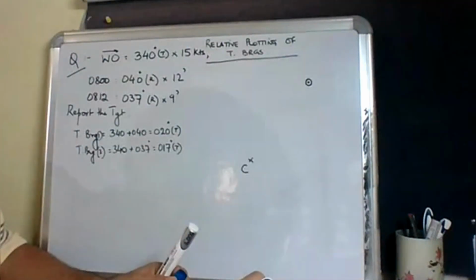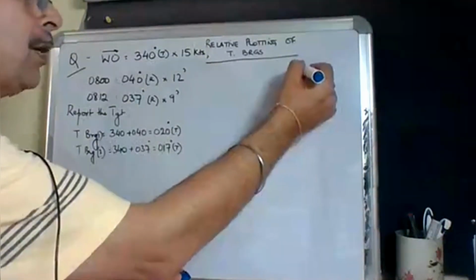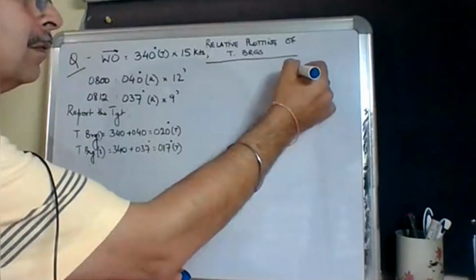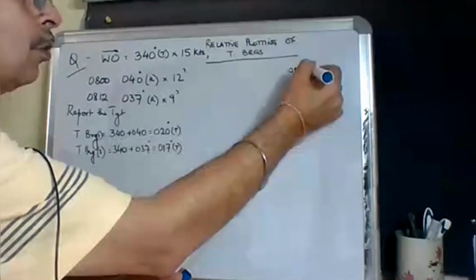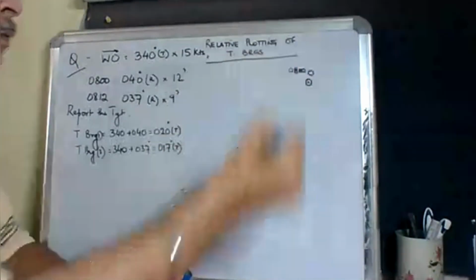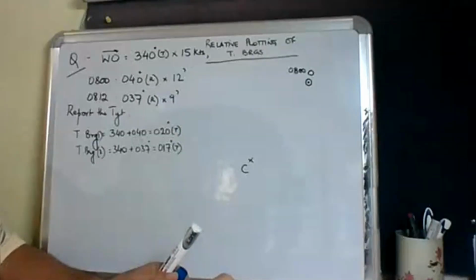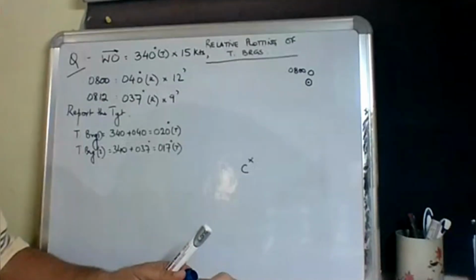First position of the target. Put a time there, 0800 hours. Call that point as O. So O is the first reported position of the target.